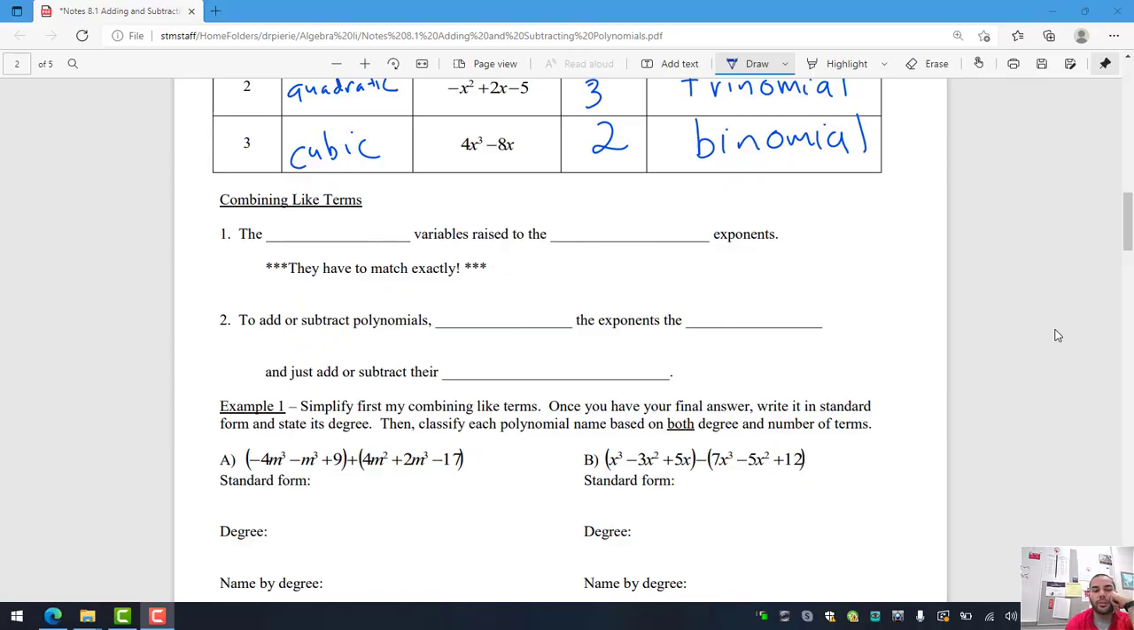All right, this next part we're going to get into talks about combining like terms as well as simplifying expressions. So what is the rule you have to follow when simplifying polynomials? The first rule is the same variables need to be raised to the same exponents in order to combine like terms. They have to match exactly. So to add or subtract polynomials, here's the rule. Keep the exponents the same and then just add or subtract their coefficients. Keep the exponents the same, add or subtract the numbers in front.